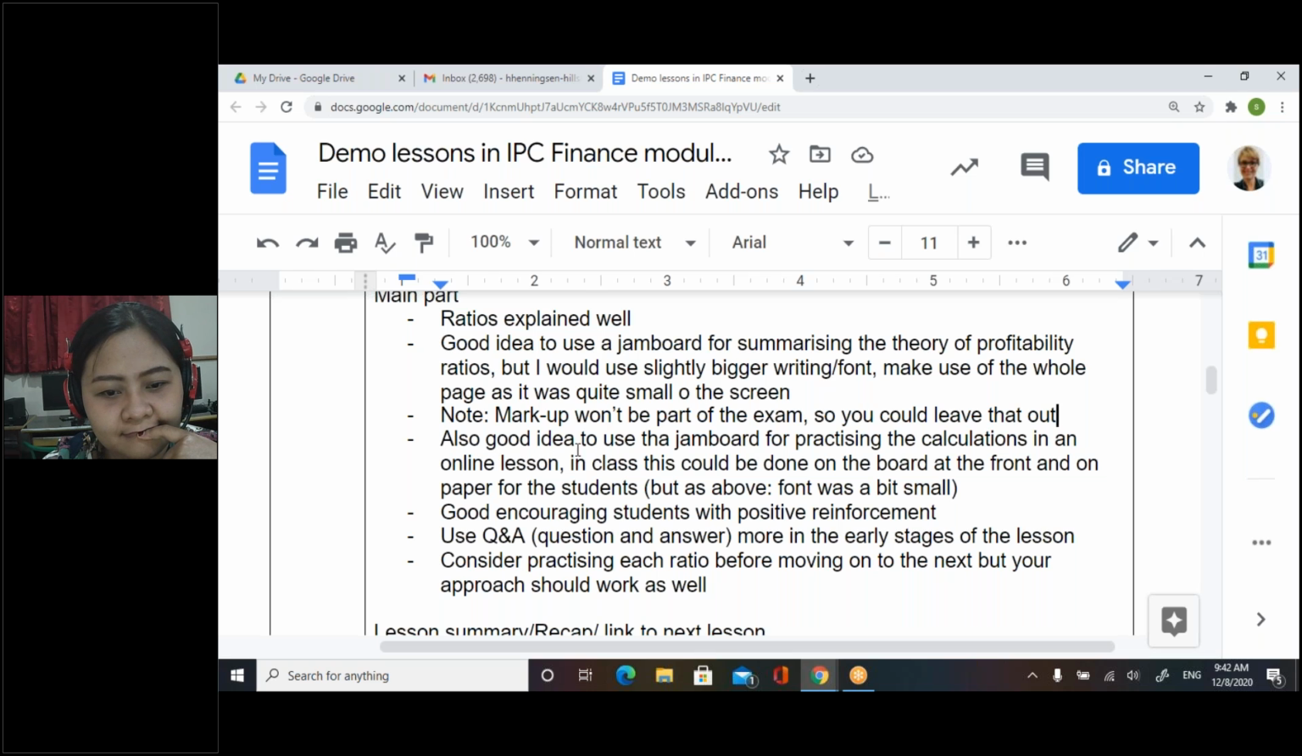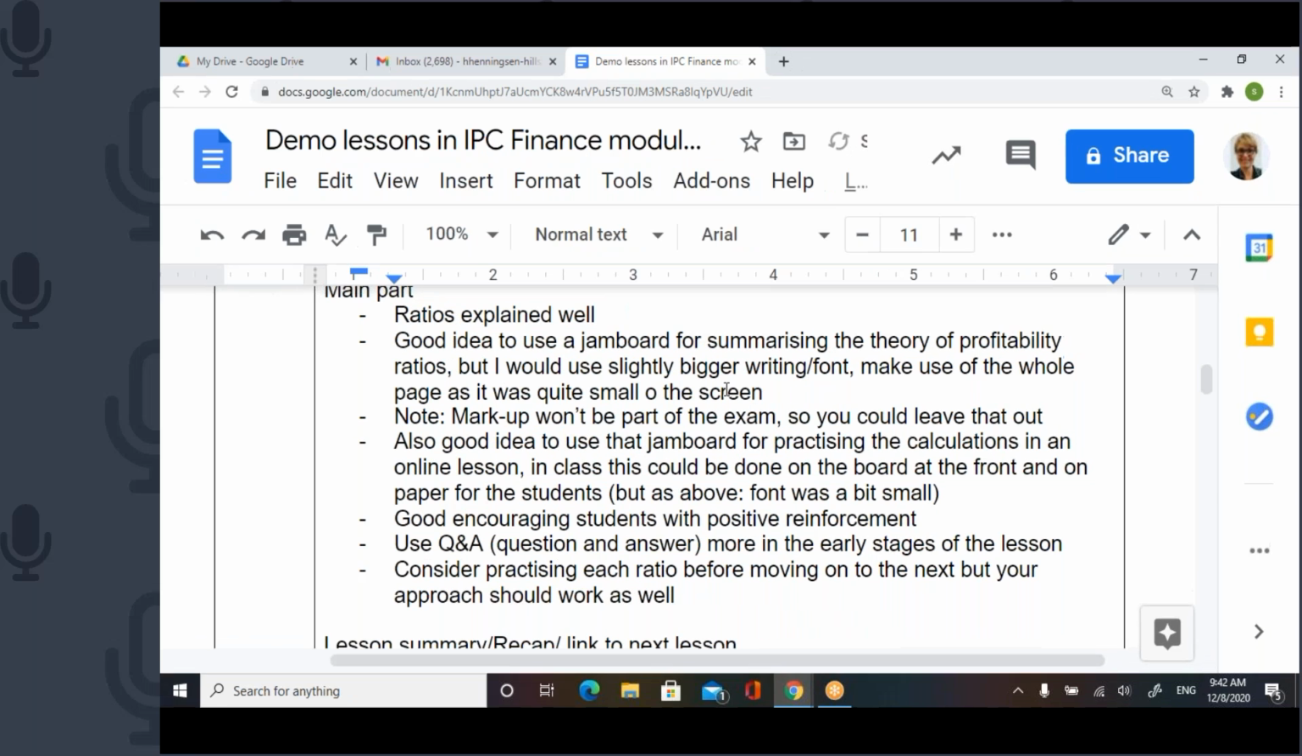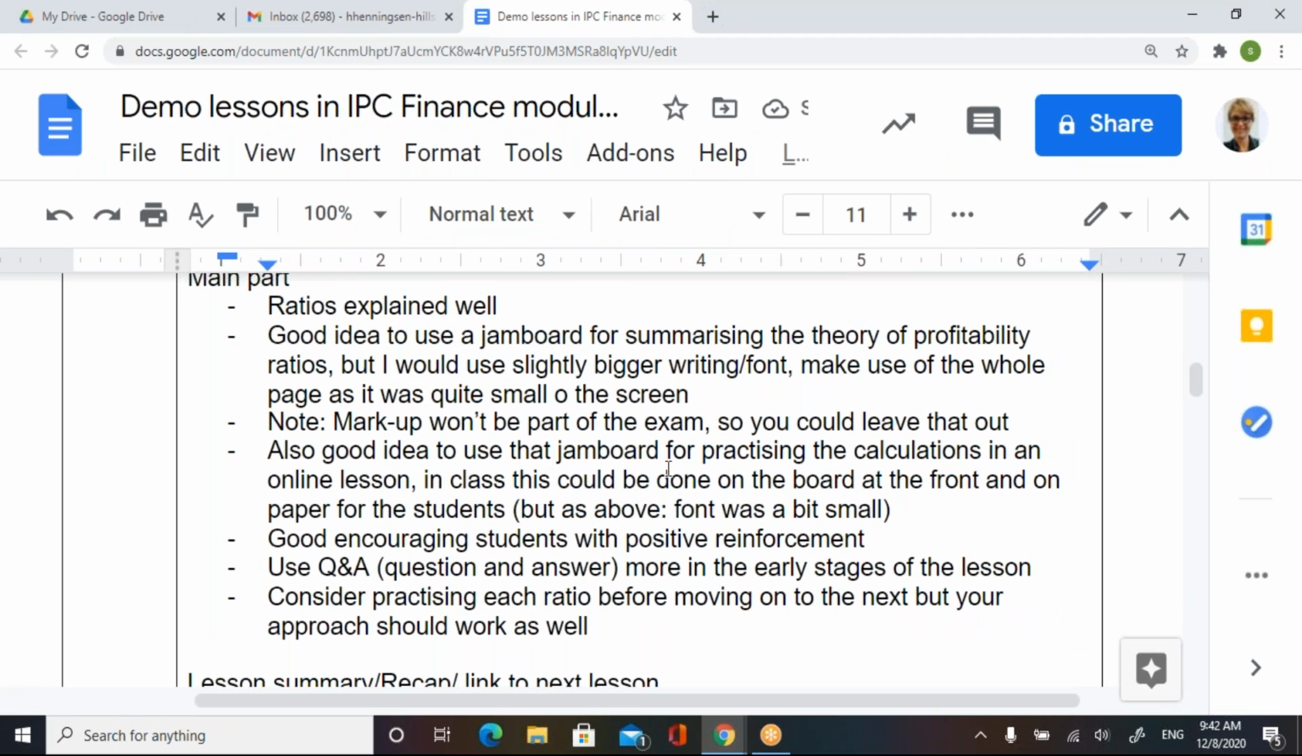So it was a good idea to use that Jamboard. Sorry, if you're typing this up quickly, to use that Jamboard for practicing the calculation in an online session, because it's a good idea. It's almost like the students are writing something on the board, isn't it? And so I think this tool for us now having to move to online lesson is really a good one to use and a really good idea.